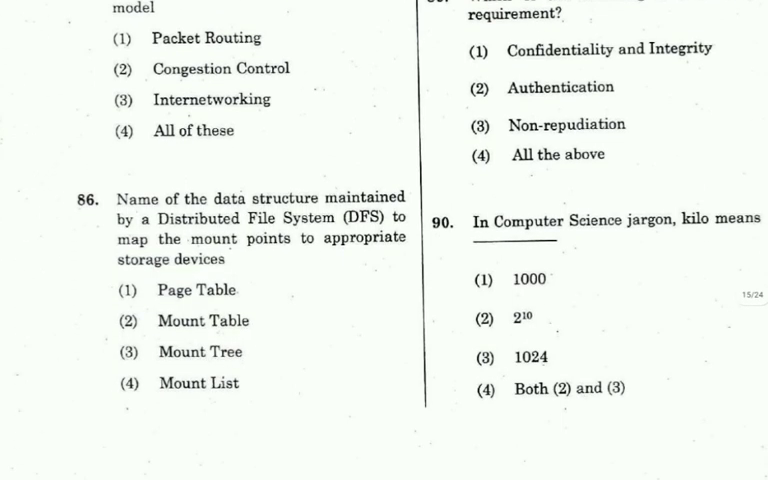Next. Name of the data structure maintained by a distributed file system to map the mount points to appropriate storage devices. Distributed file systems use a mount table to manage mappings between mount points and storage devices. It helps in organizing distributed storage across different nodes. So mount table, option 2, is the correct answer.